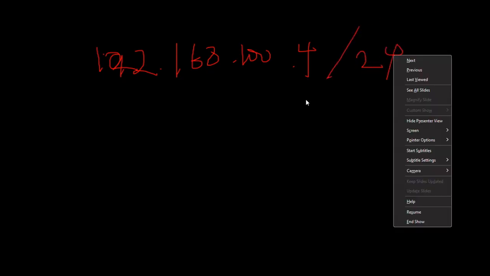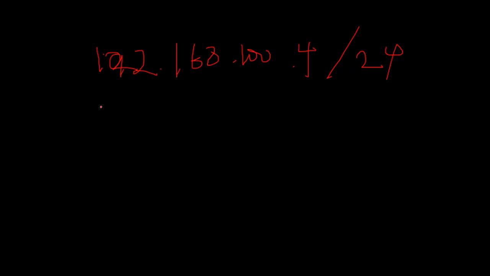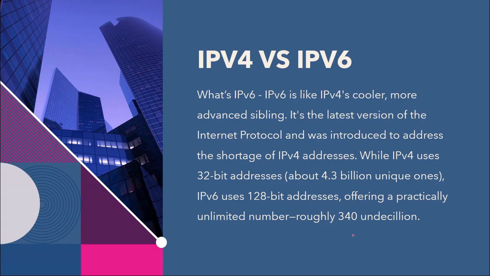For example, this is an example of an IPv4 address: 192.168.100.4, with the subnet mask of /24. The number of possible IP addresses in IPv4 is 2 raised to power 32, which is up to about 4.3 billion unique addresses.